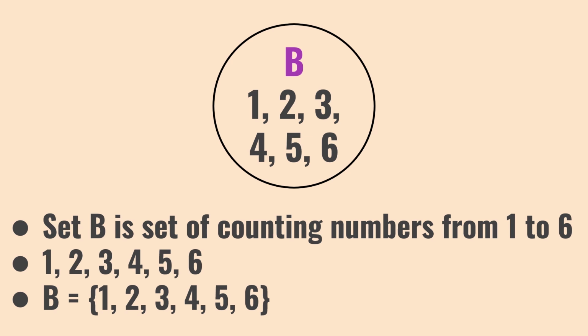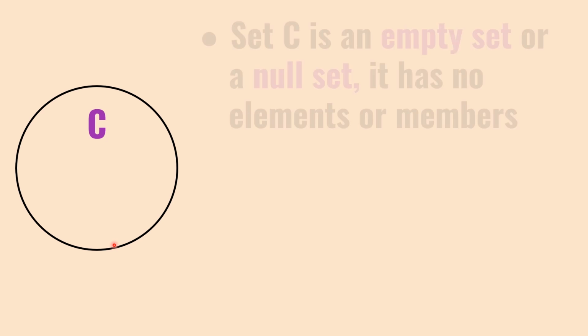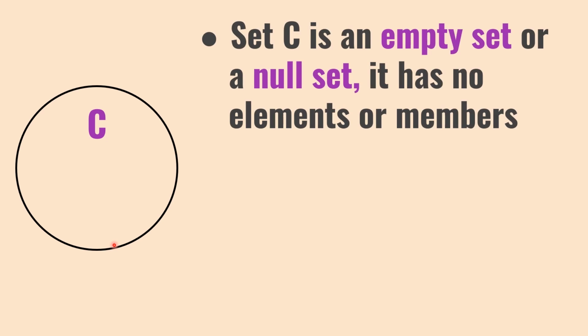Now, let's analyze set C in the circle. Can you see any elements here? Very good. Set C has no elements. Set C is an empty set or a null set. It has no elements or members. Muli, ang empty set or null set ay walang mga members o elements.